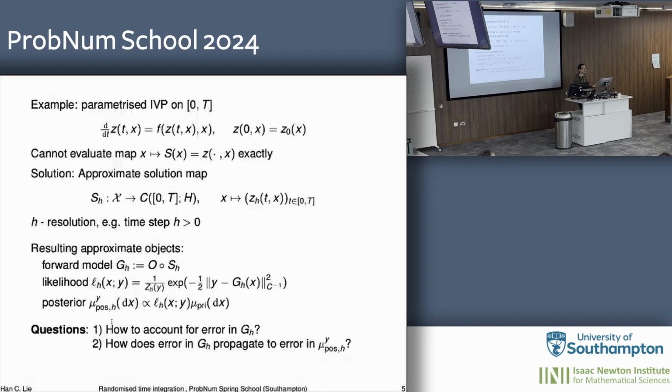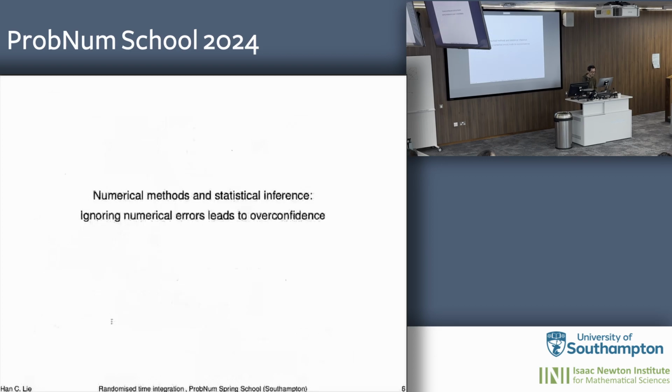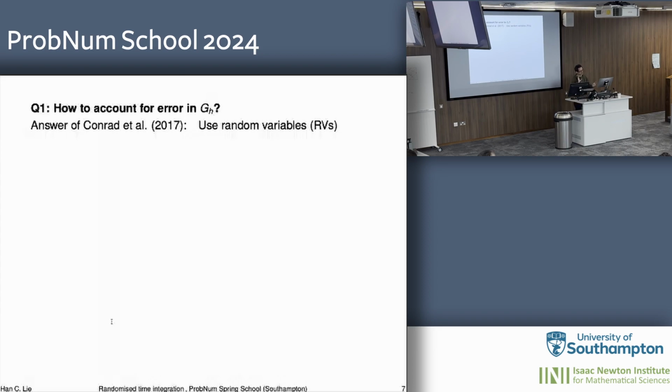Typically, we're never going to stop with just the posterior. We want to use the posterior for something downstream, or it's in a computational pipeline, which you then use to make decisions, like we saw in Mark's talk yesterday. This leads us to the next part of the talk, which is about numerical methods and statistical inference. We've seen a lot of nice examples in the school and in Moto's talk about overconfidence or underconfidence. I will just talk about overconfidence here. And this is connected to the question of how do we account for error in the approximate forward model?